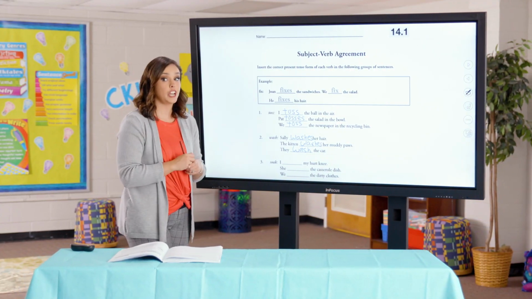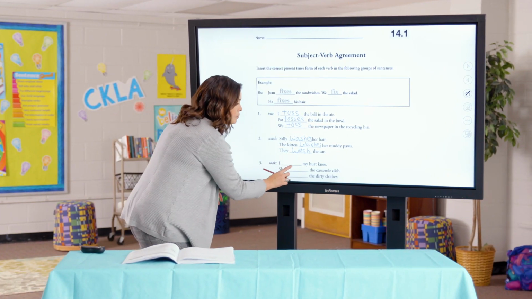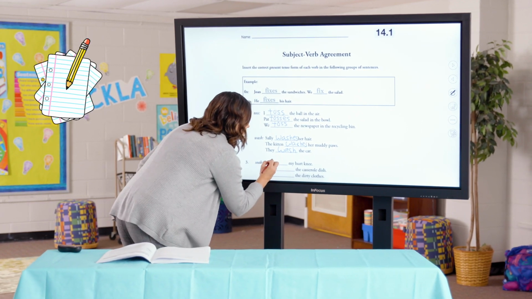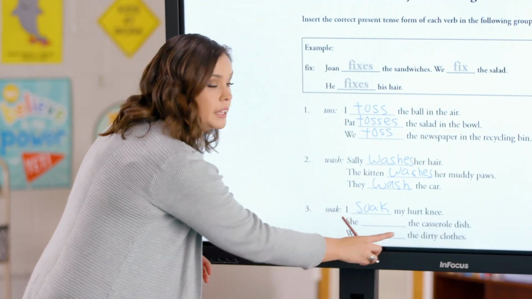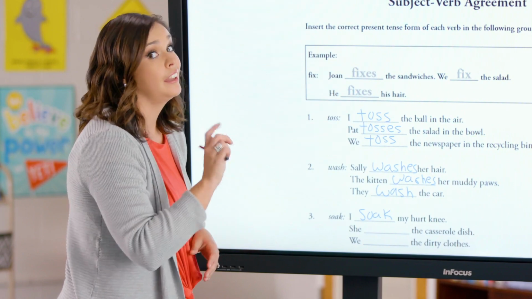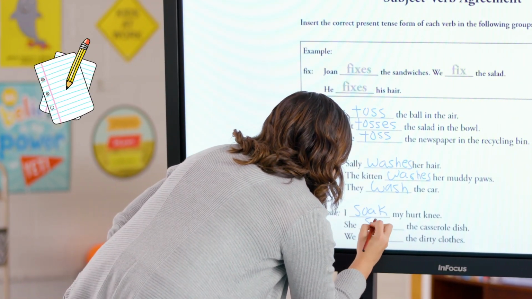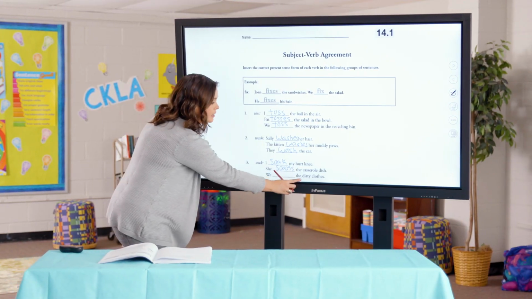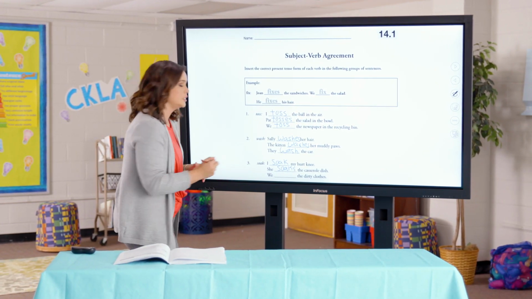Welcome back. Let's check number 3 together. The verb is soak. I blank my hurt knee. I soak my hurt knee. She blanks the casserole dish. She soaks. Remember, he, she, or it, we have to add the suffix. We blank the dirty clothes. We soak the dirty clothes. That makes sense.